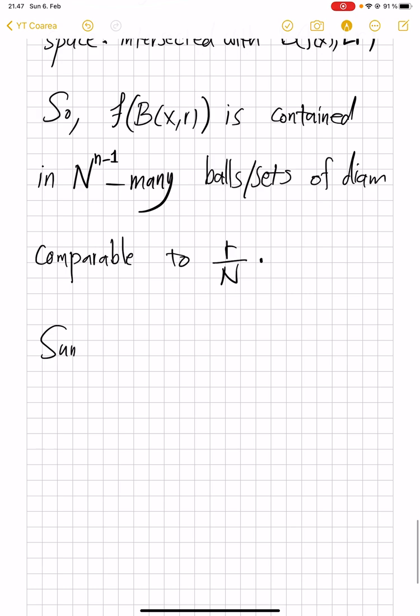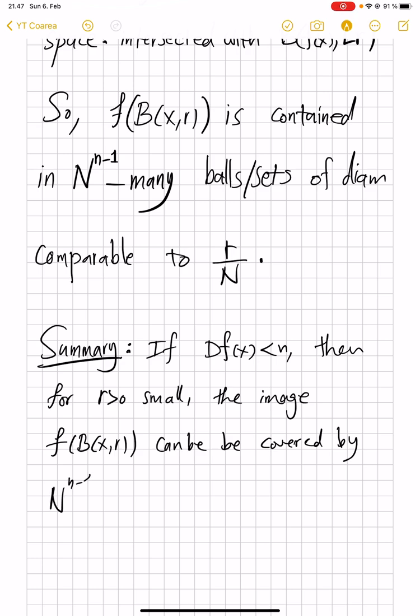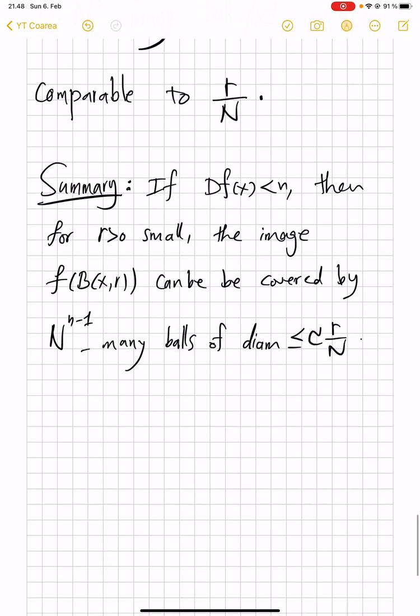So the recap will be: if the derivative of f at x is less than n, then for r small, the image f of B(x, r) can be covered by n to the n minus 1 many balls of diameter less than or equal to a constant times r over N. So the point is this: instead of n you have that. That means you have saved at least one power here, and you will see how significant that will become.